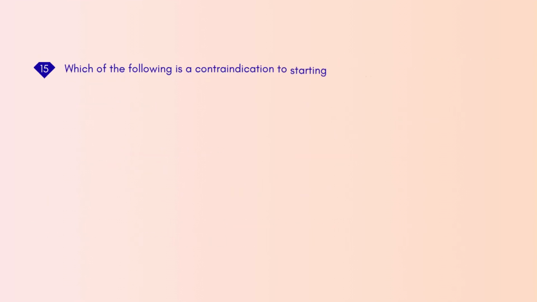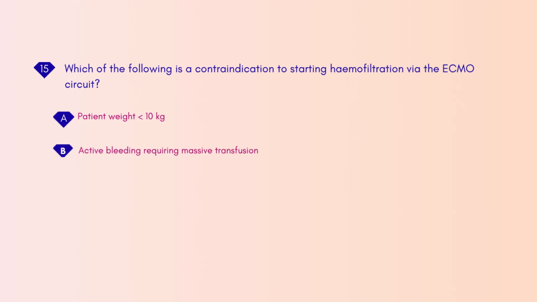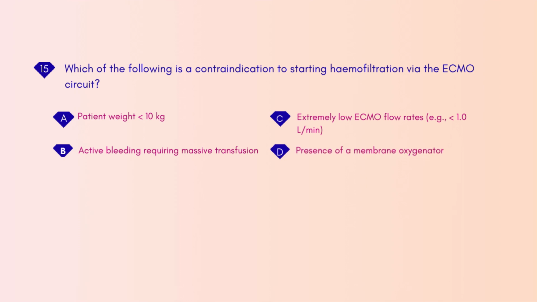Which of the following is a contraindication to starting hemofiltration via the ECMO circuit? A. Patient weight less than 10 kilograms. B. Active bleeding requiring massive transfusion. C. Extremely low ECMO flow rates, e.g., less than 1 liter per minute. D. Presence of a membrane oxygenator. Answer: C. Extremely low ECMO flow rates, e.g., less than 1 liter per minute.